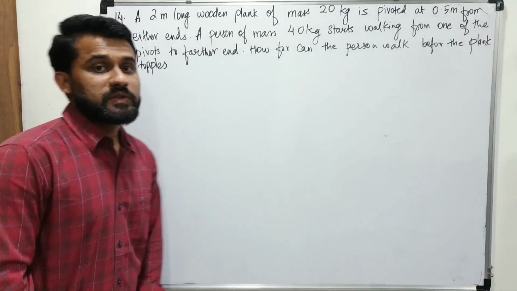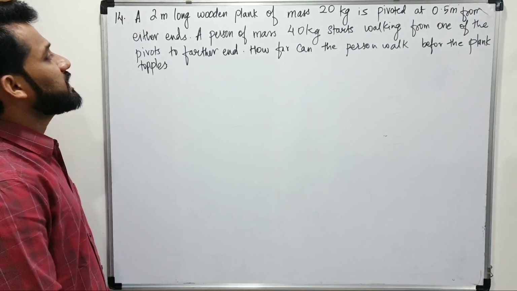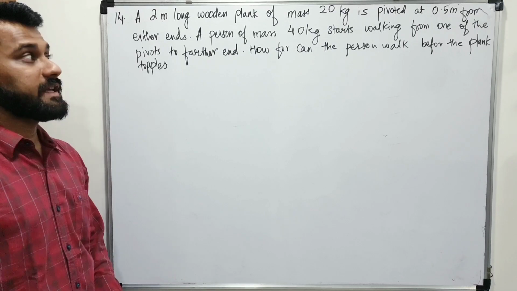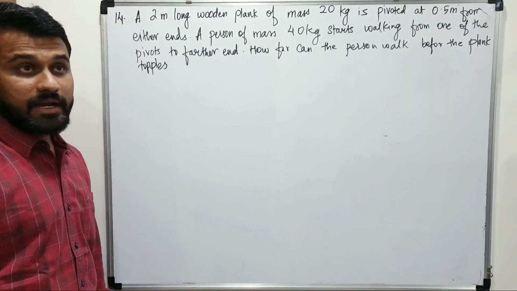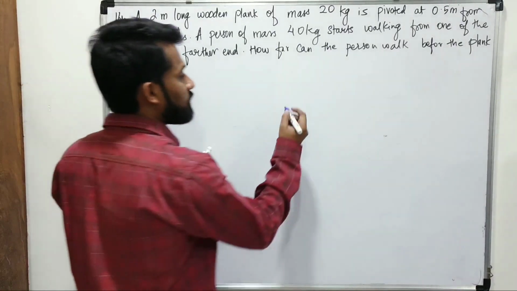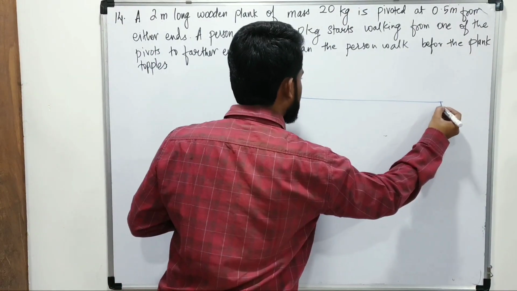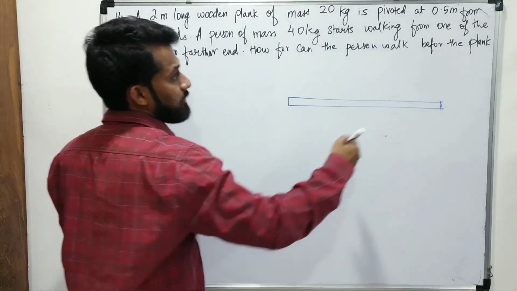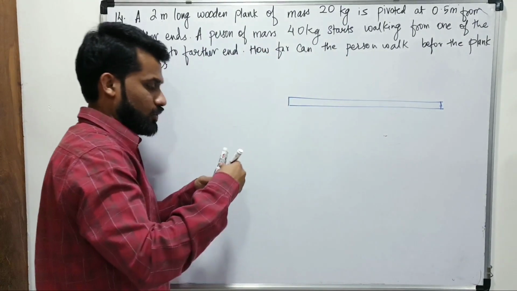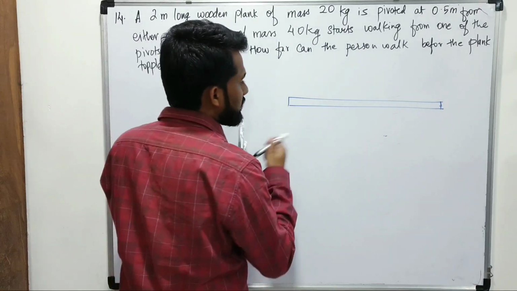So next one is question number 14. A 2-meter long wooden plank of mass 20 kg is pivoted at 0.5 meters from either ends. So there is a 2-meter long wooden plank. The span is 2 meters and 0.5 meter from both the ends. दोनों ends से 0.5 meters पे there are supports.